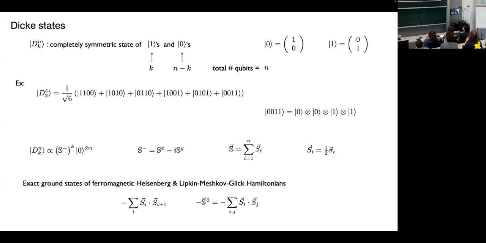And it turns out these are already a bit interesting from the point of view of Hamiltonians. These are exact ground states of the ferromagnetic Heisenberg model, which has this Hamiltonian, and also of so-called Lipkin-Meshkov-Glick Hamiltonians.